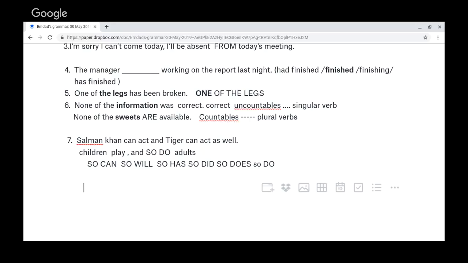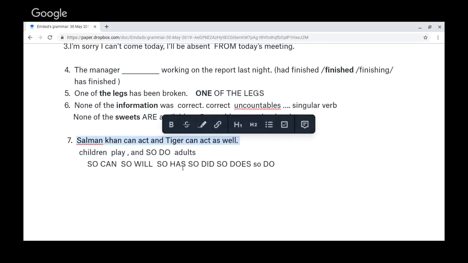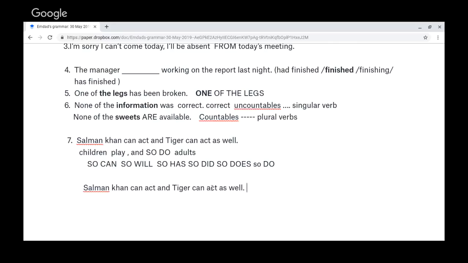Now, for example, in both the cases, I want to say Salman Khan can't act and Tiger Shroff can't act. I'm talking about both of them. So how will I say it? Tell me. Salman Khan can't act and Tiger can't act as well. Can I say so can? Can I say so can here? Can I say Salman Khan can't act and so can't? Tell me, how would you put this?